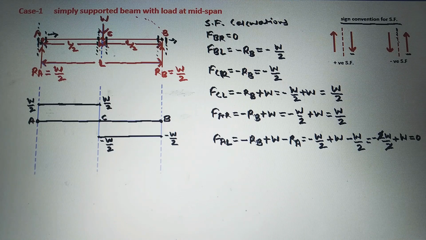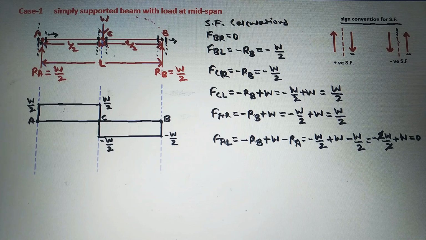Next we will join right of A, left of A, that is 0 and W by 2, right of C, left of C, plus W by 2 and minus of W by 2, and right of B, left of B, 0 and minus W by 2. So we are closing the figure here.